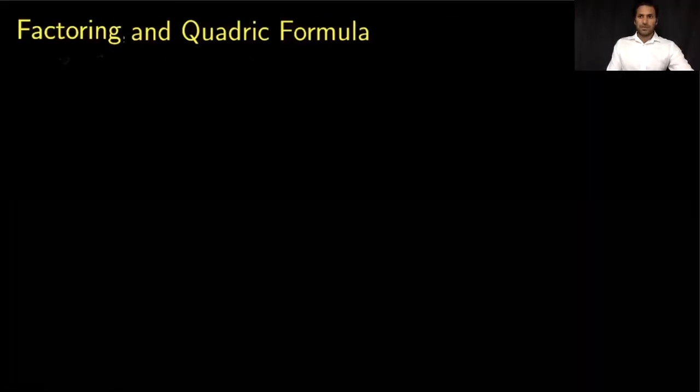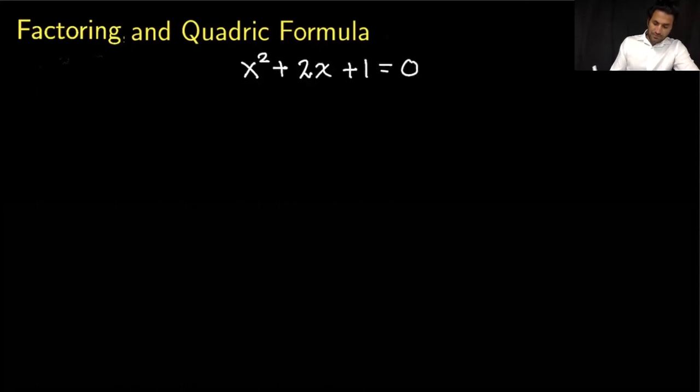Our next topic is solving the quadratic equation by using the factoring method or the quadratic formula. So let's take an example: x square plus 2x plus 1 is equal to 0. This is a quadratic equation.